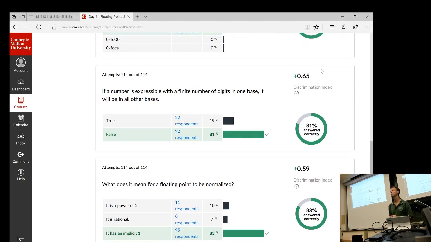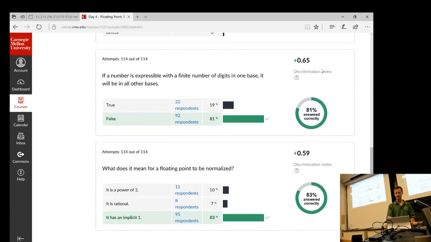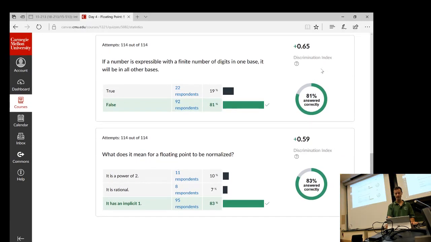So question 2 goes back to the example I gave at the very beginning of class, where I talked about how representing 1/10 can be done in a finite number of bits in base 10, but it's a repeating sequence, an infinite number of bits to get exactly right in base 2. And so the answer for that is false, and most got it right.